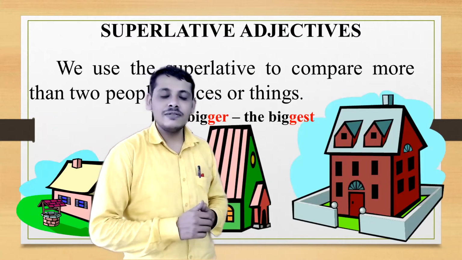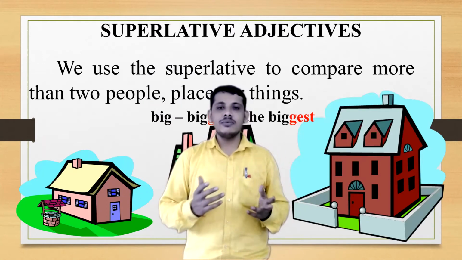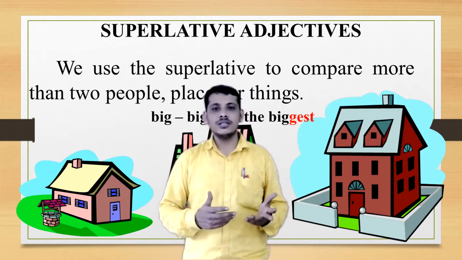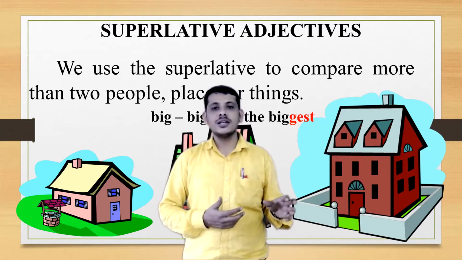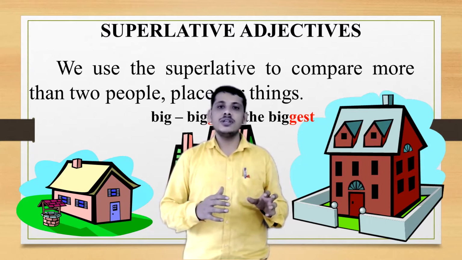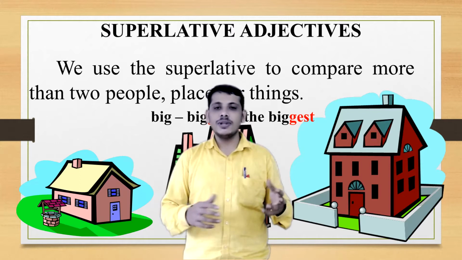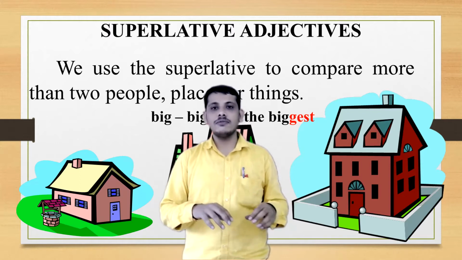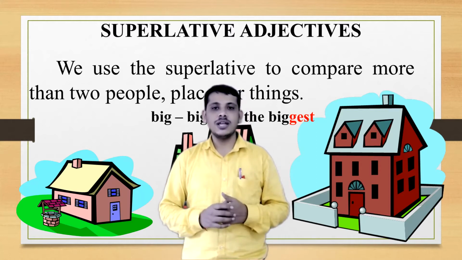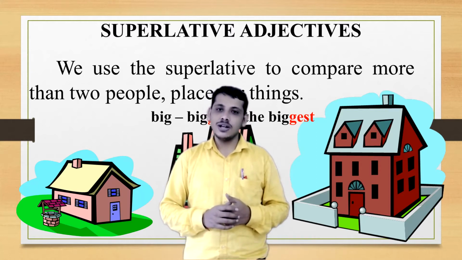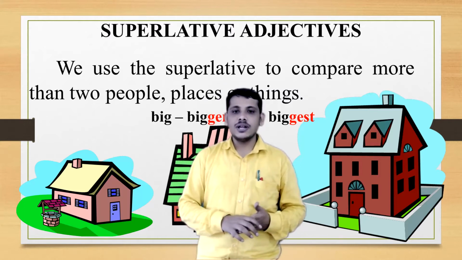Well, today we are going to see superlative adjectives. If we are comparing two persons, two things, or two places, we use the comparative form of adjectives. But sometimes there is a comparison between more than two persons, things, or places. That time we can't use the comparative form. We have to use the superlative form of the adjectives, and so it is called the superlative degree. Let's have a look at this.